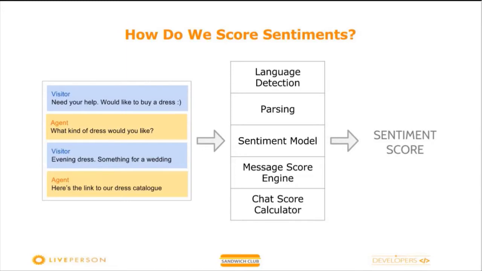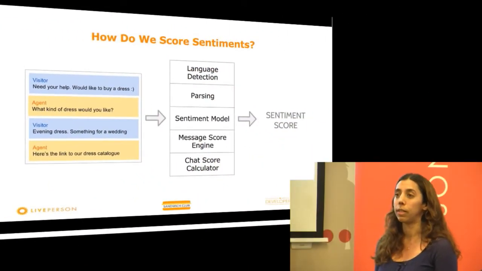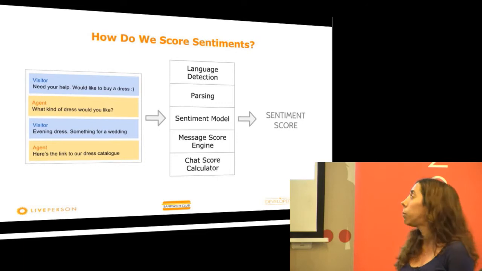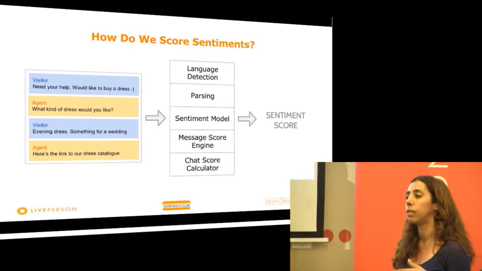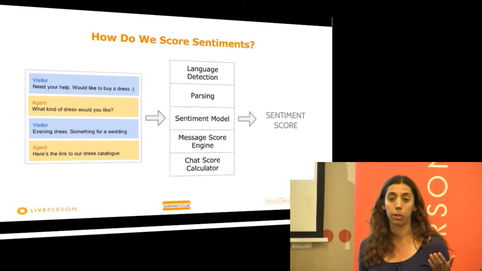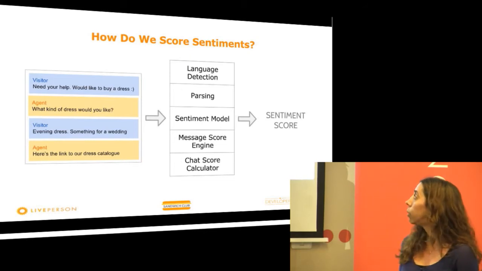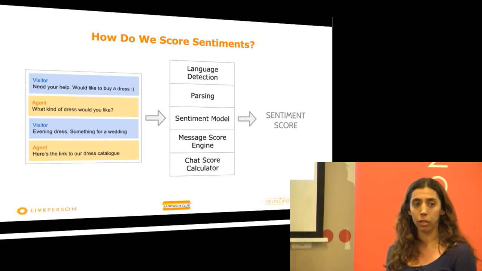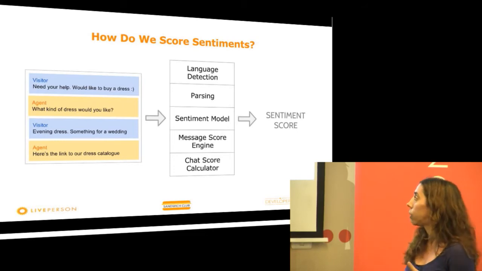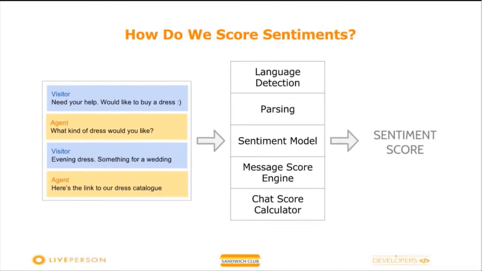We have a few steps in the analysis. The first one is the language detection. We take the text, and we detect its language. Then we parse the text. We parse it using the Stanford NLP library. We parse the text into sentences and words. Then we choose the relevant sentiment model, which in the most basic terms assigns negative or positive values to specific words. Then we calculate a score for the message. And at the end, we calculate a score for the entire chat up to that point.